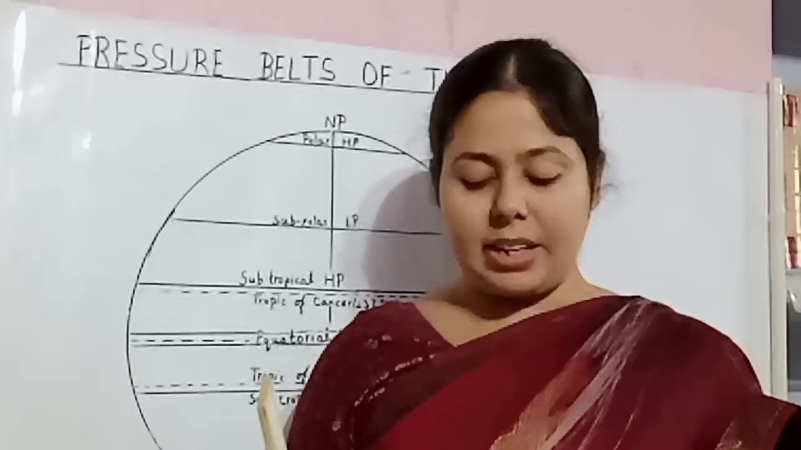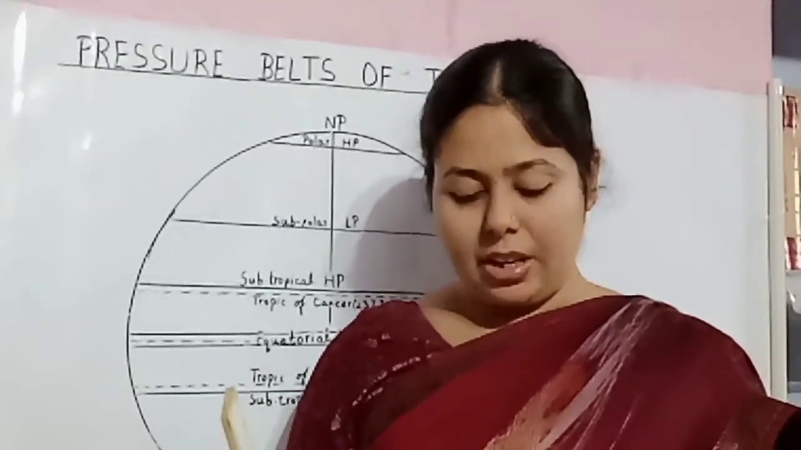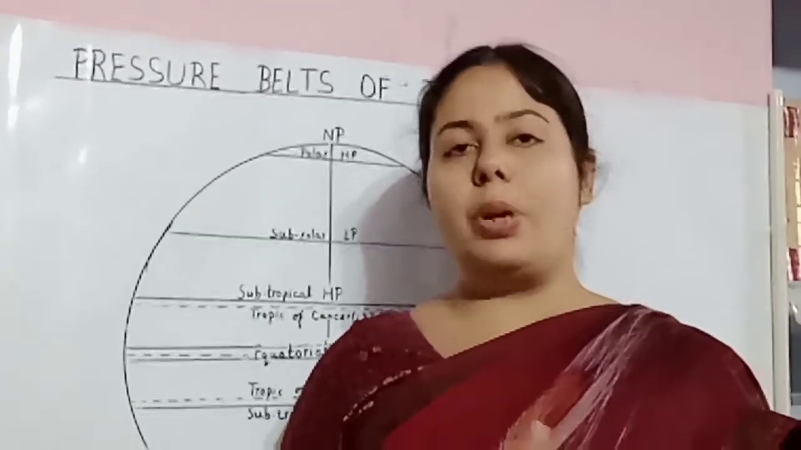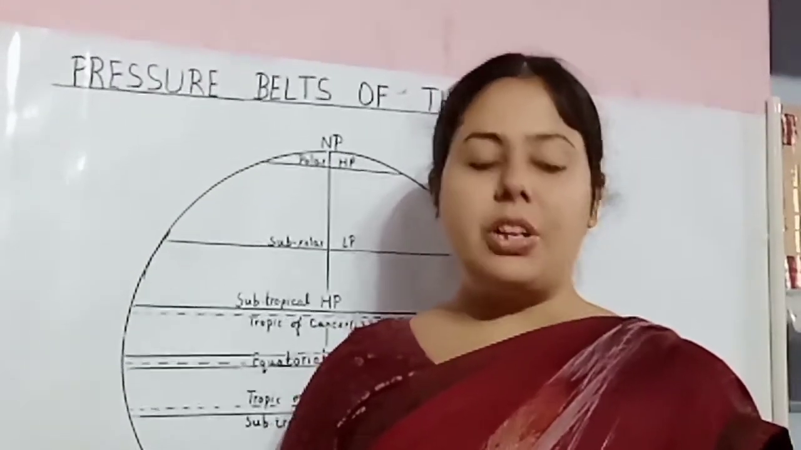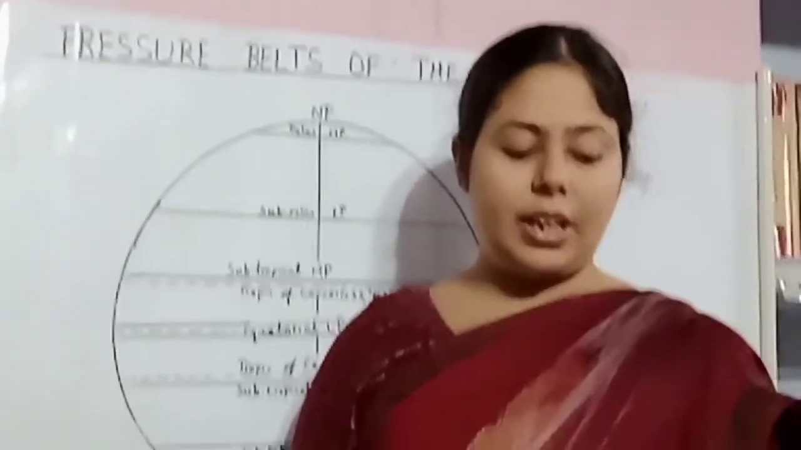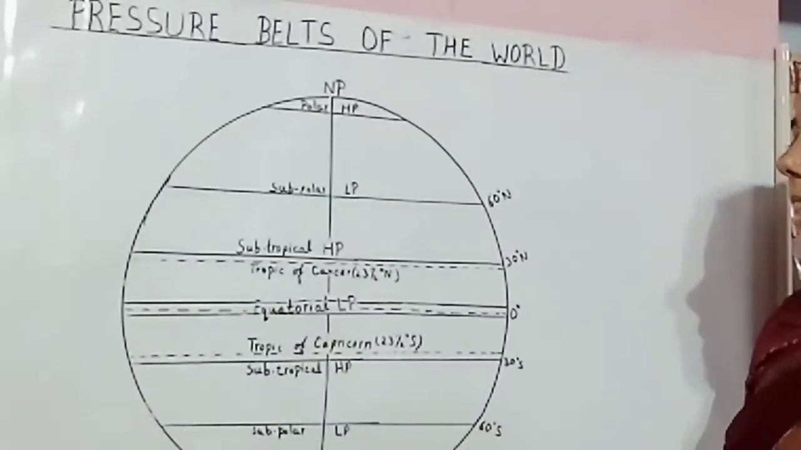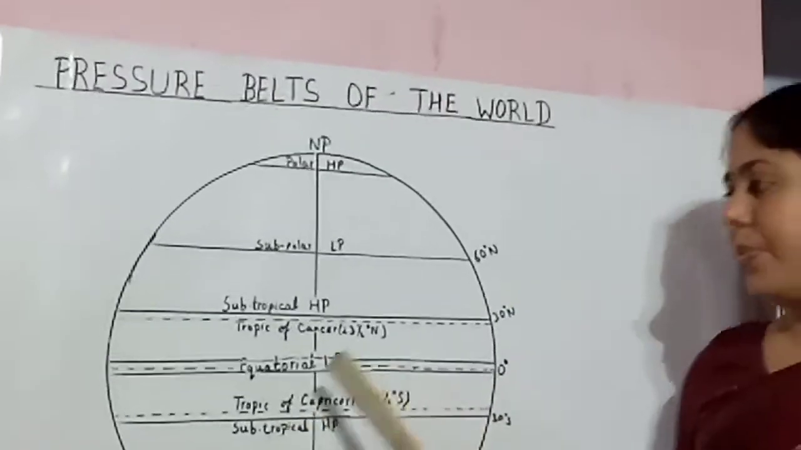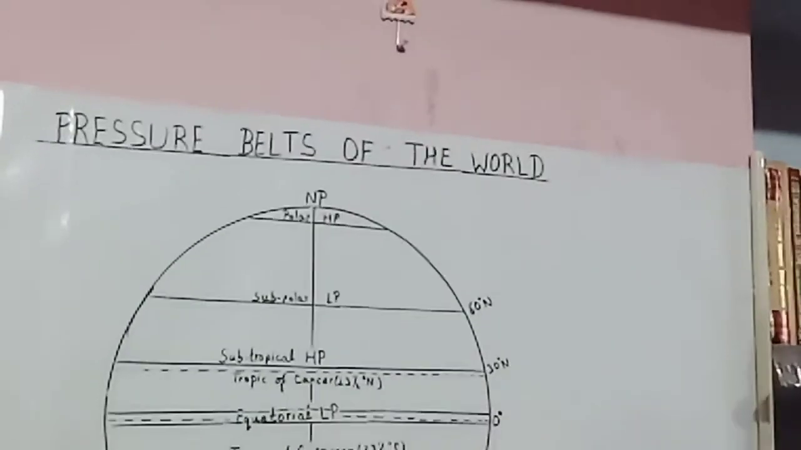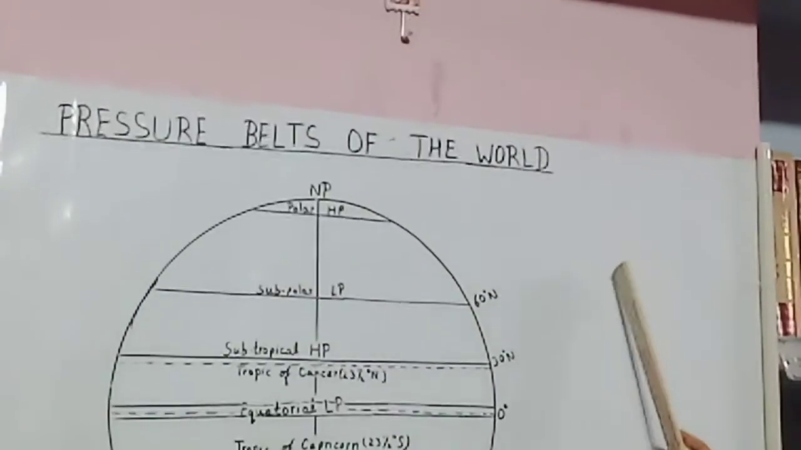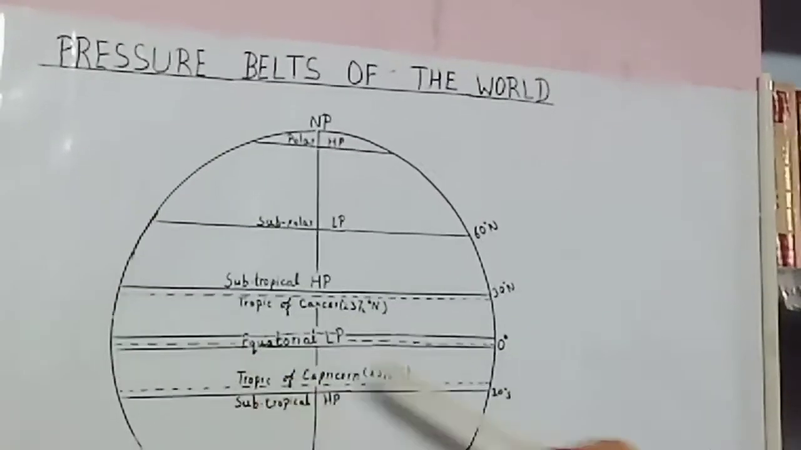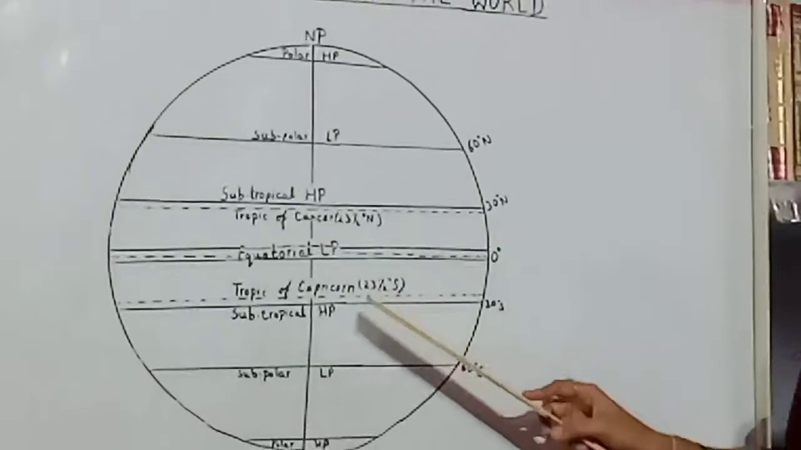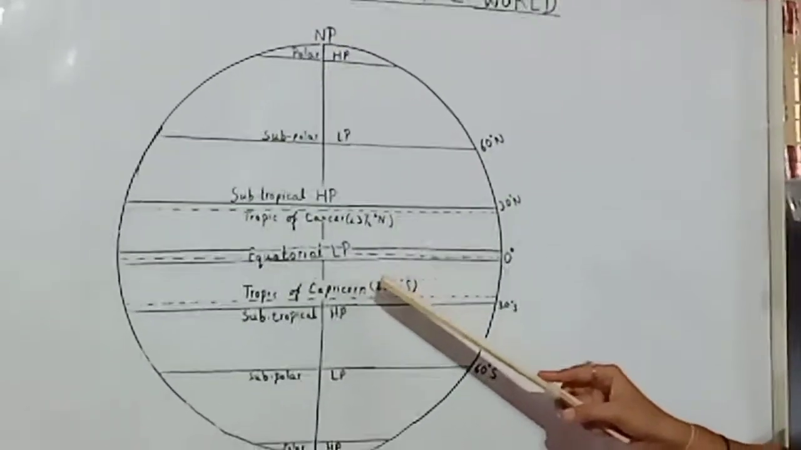A pressure belt is a region on the Earth's surface which is dominated by either high pressure cells or low pressure cells. The main pressure belts found on the surface of the Earth are: first is the equatorial low pressure belt. You can see in this image the pressure belts of the Earth, and this is the equator line, 0 degree, and this region is called the equatorial low pressure belt.